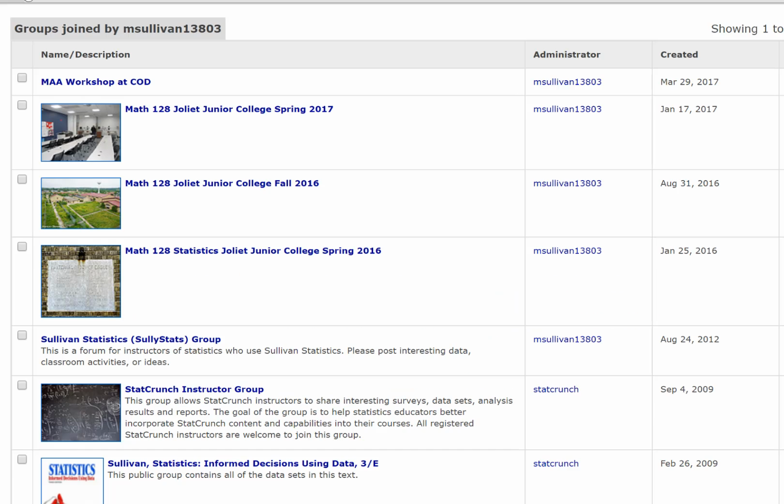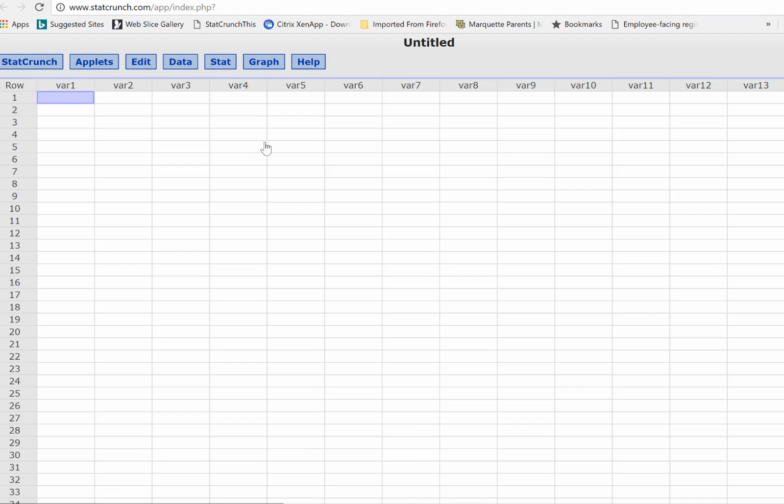Right. I'm just going to open a new StatCrunch spreadsheet, and to illustrate this idea, let's just use a normal set of data, and let's just use IQ data. IQ data is approximately normal with a mean of 100 and a standard deviation of 15. Okay?